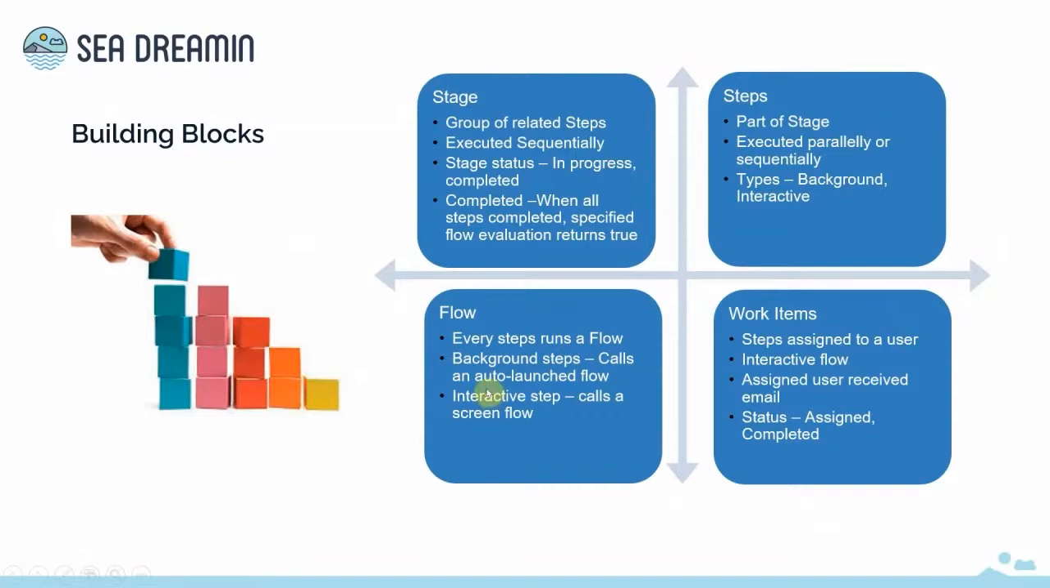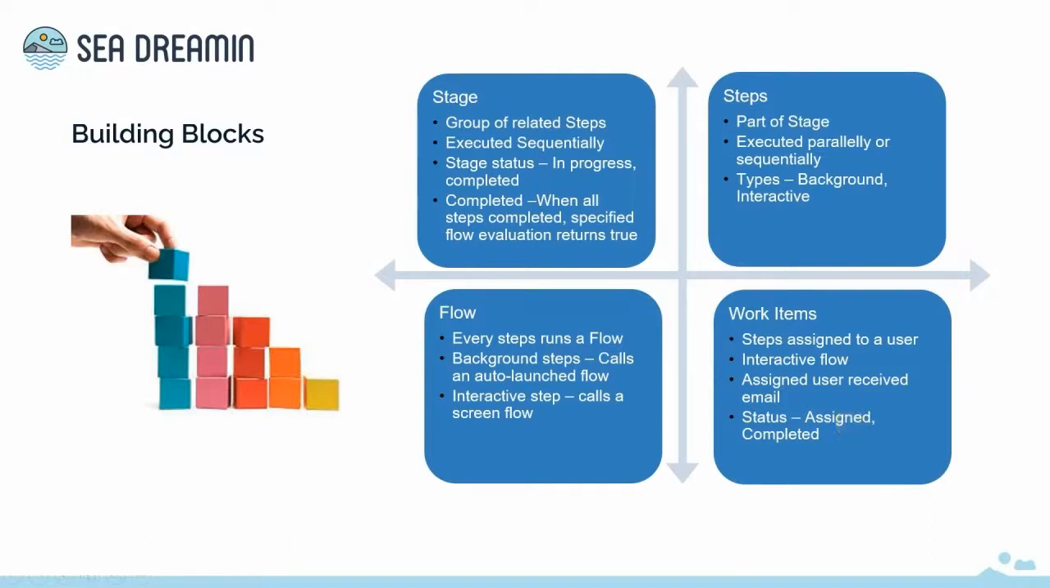Now, the third component is a flow. Like I mentioned, when you have a step, each step will be associated with a flow. And there are two types of steps, like we mentioned: background step and interactive step. A background step will always call an autolaunched flow, and an interactive step will always call a screen flow.